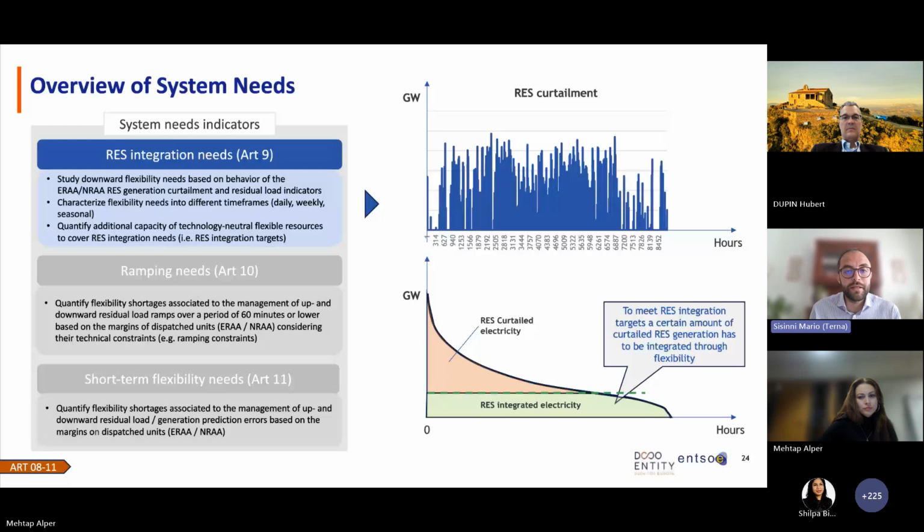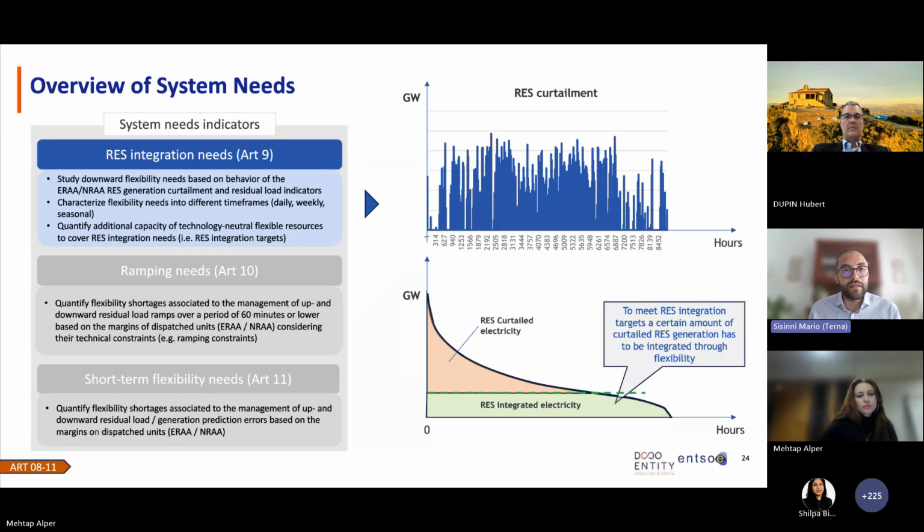But here is basically provide you with an idea of what is the objective behind these needs, why we are quantifying these needs, and what is the approach that we have defined into the methodology and that we will implement. First type is very important, is the RES integration needs. Why is that important? Especially because we have this provision about consistency and complementarity with respect to the adequacy.